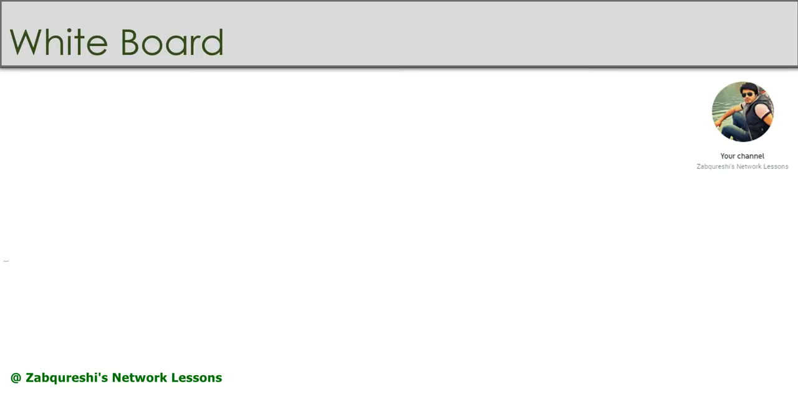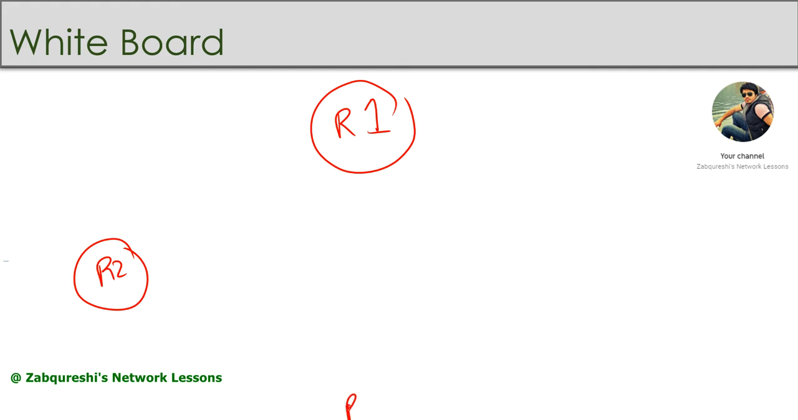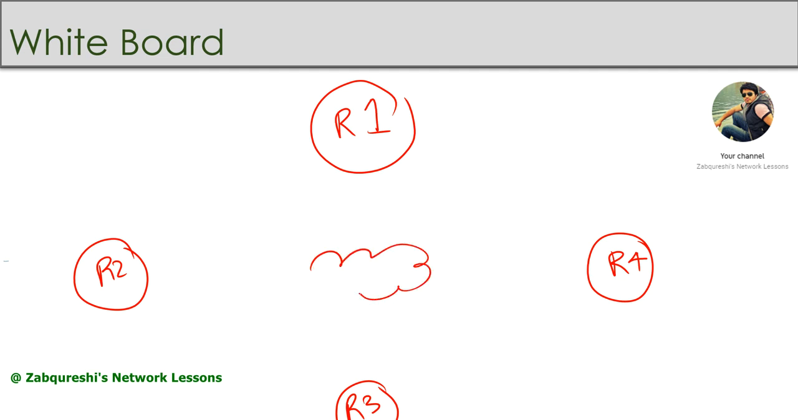Okay, so let's begin. So in this video, what I have is router 1, router 2, router 3, router 4, and the cloud. This is the internet, and this is actually R5, so they are connected like this.